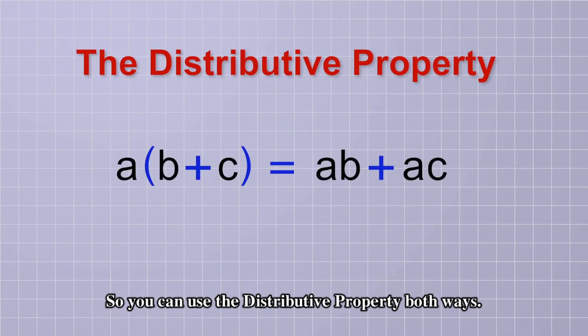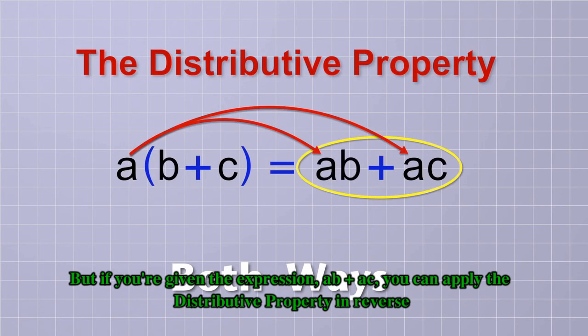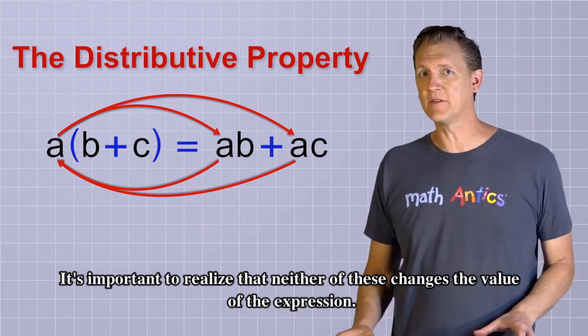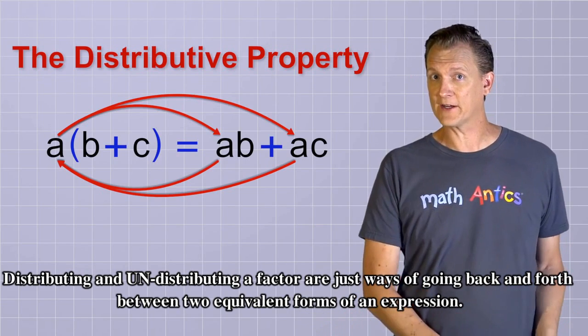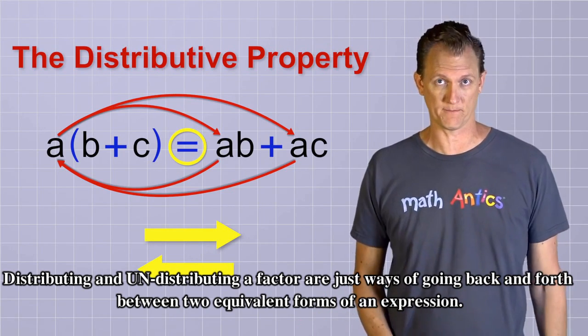So you can use the distributive property both ways. If you get the expression a times the group b plus c, you can distribute a copy of the factor a to each member of the group. But if you're given the expression ab plus ac, you can apply the distributive property in reverse and factor out the a so that it's multiplied by the whole group at once. It's important to realize that neither of these changes the value of the expression. Distributing and undistributing a factor are just ways of going back and forth between two equivalent forms of an expression.